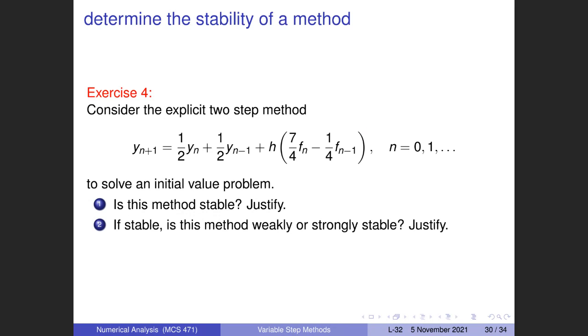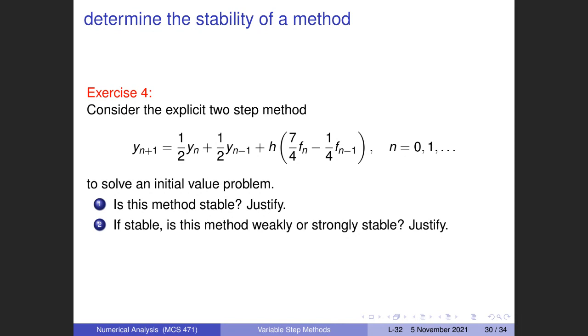What you will do as an exercise, you will determine the roots of a second degree polynomial where the coefficients are 1/2 and 1/2. Is this stable, and justify why that is. Is it strongly stable? So if one is the only root. So this is an explicit two-step method which will be stable.